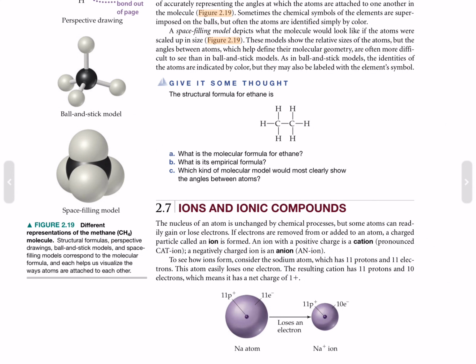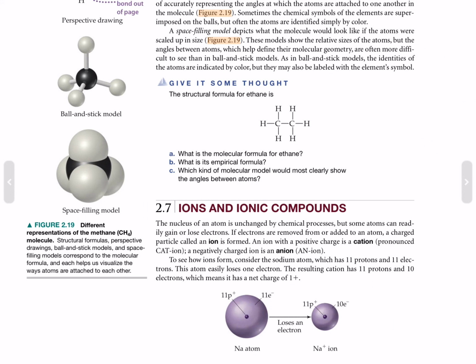Section 2.7 Ions and Ionic Compounds. The nucleus of an atom is unchanged by chemical processes, but some atoms can gain or lose electrons. If electrons are removed from or added to an atom, a charged particle called an ion is formed. An ion with a positive charge is a cation.